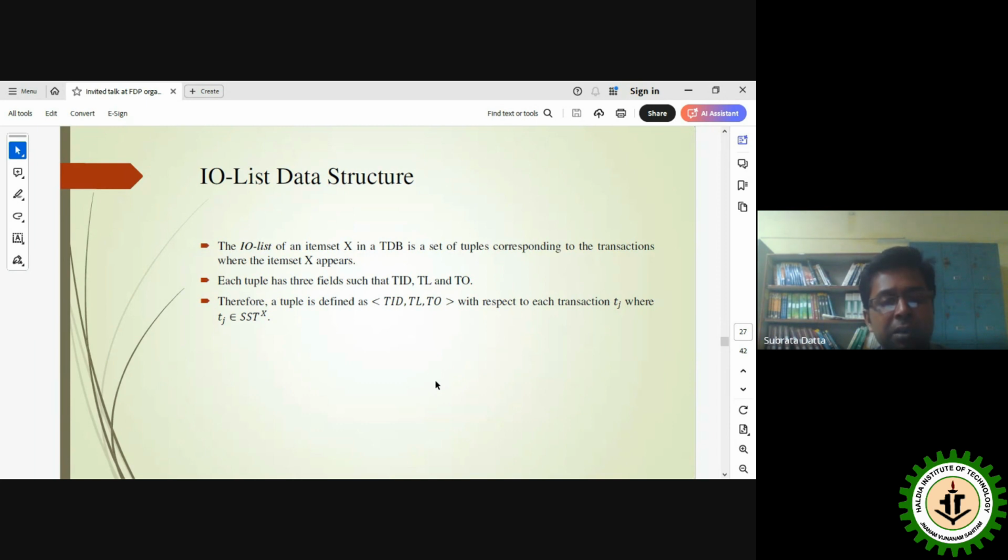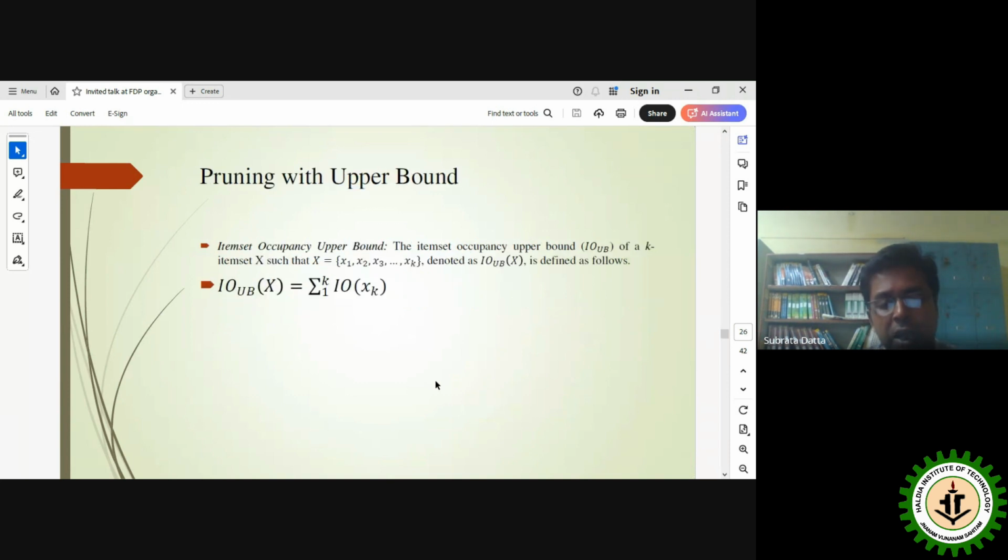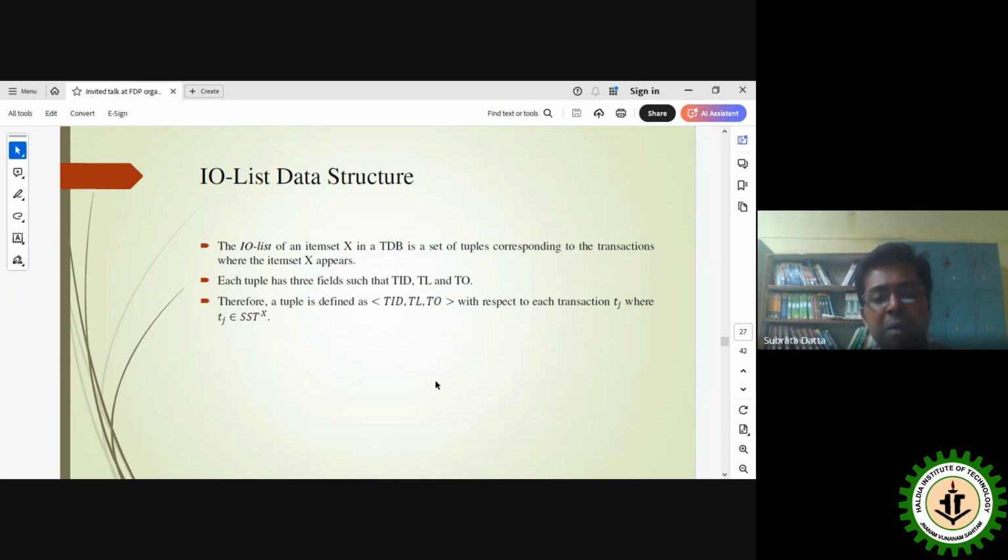Another thing we have to apply is the IO list data structure. The background of using it is also the same: high occupancy item set mining does not follow the downward closure property. That's why we have to design a separate data structure called the IO list data structure. Otherwise, this upper bound cannot be developed. It is a tuple of 3 parameters: TID, TL, and TO. TID means transaction ID, TL means transaction length, and TO means transaction occupancy. Based on these 3, we defined this data structure.